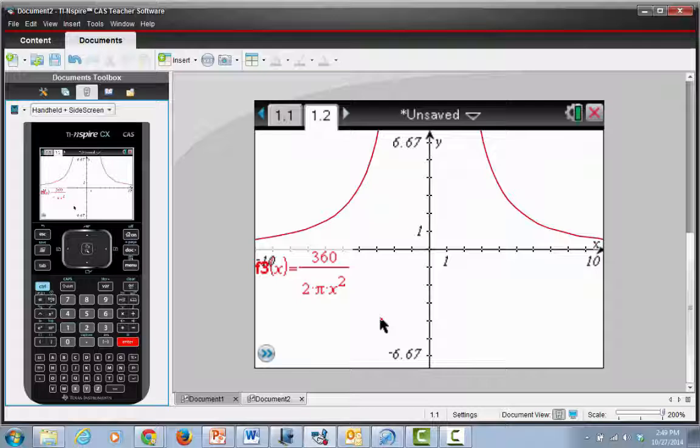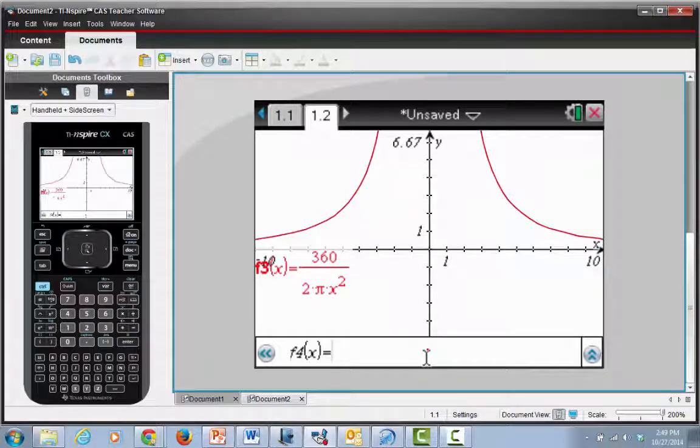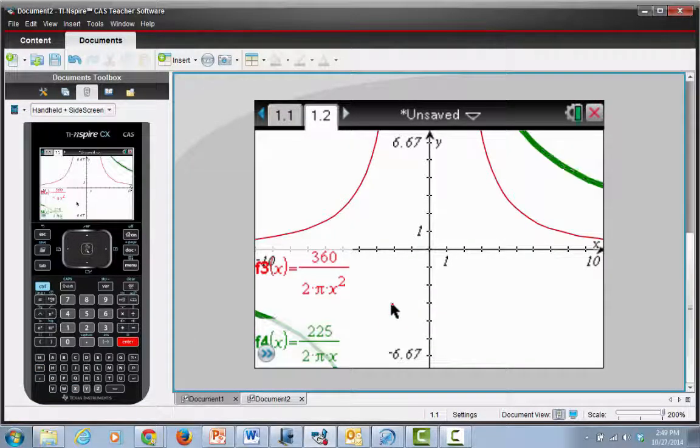Now, the next thing I want to do is I need to graph my next function, so I'm going to put that in as 225 divided, and this time I'm going to use parentheses to make sure it stays on the bottom. 2 times pi times x. Okay, so question for you guys. Can you ever have negative numbers when you're looking at the sizes of something? So is it worth our while to even look on this side of the graph? How about down here? No.